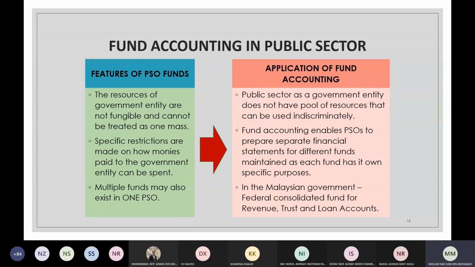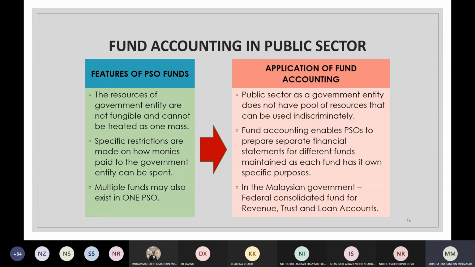Okay, now we move on to fund accounting in the public sector. Features of public sector accounting funds: resources of a government entity are not fungible and cannot be treated as one mass. So, not easily transferable. As I discussed, the budget for operation should be for operation, and cannot be easily transferred for the use of development.